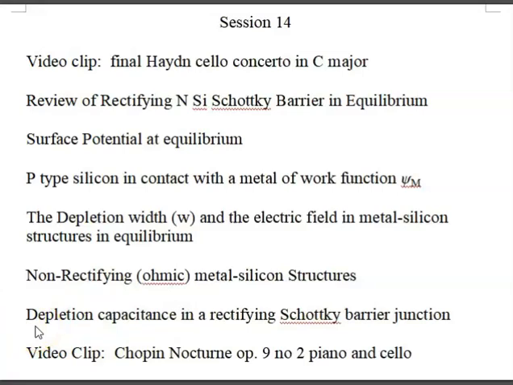Then finally, if we have time, which I hope we will, probably won't, but who knows, we'll talk about the depletion capacitance in a rectifying Schottky barrier junction. If there is a rectifying Schottky barrier junction, I'll just repeat, there is a depletion region, there is an electric field, and there is band bending. And because there is a region which is depleted of mobile charge, it looks like a capacitor. So we're going to talk about the depletion capacitance in a rectifying Schottky barrier junction.